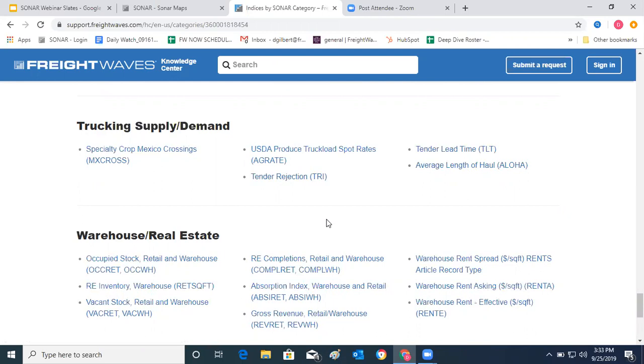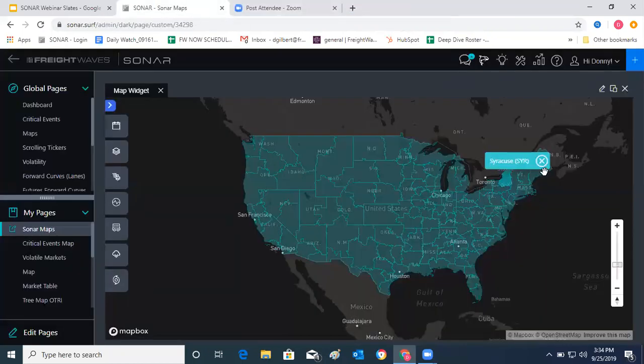So these are a lot of stuff that's really important when looking to figure out the type of volumes that are going in and out of a market. Is capacity tight, capacity loose, and what carriers are doing. Are they accepting the loads at contracted rates, or are they declining them at contracted rates because rates in the spot markets are higher? So looking back here at our map, this is our Sonar map.